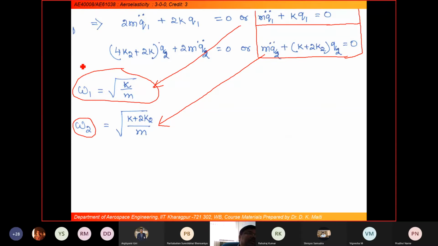From equation 1, I will be getting omega 1, that is square root k by m, and omega 2 from the second equation, that is square root of k plus twice k2 by m.